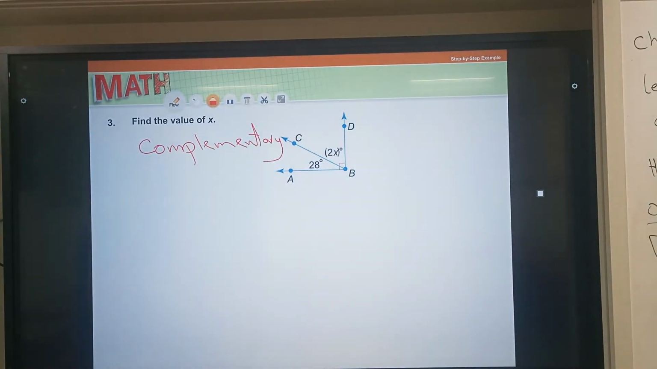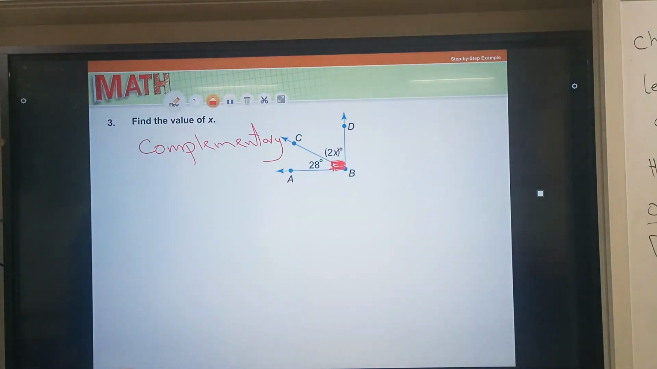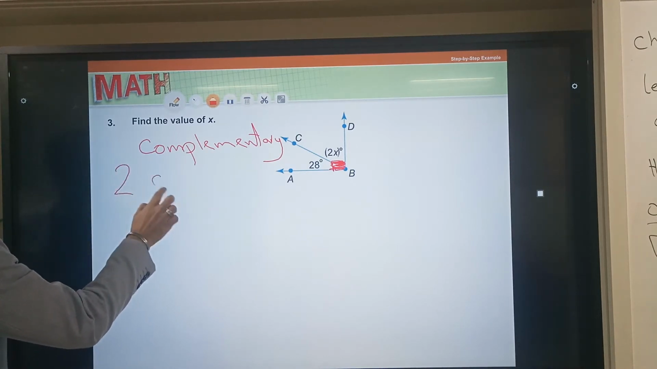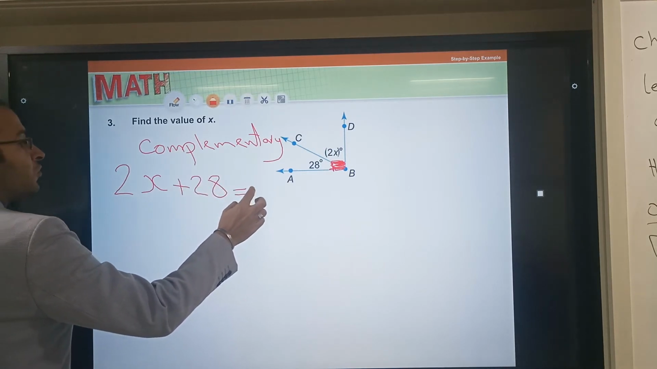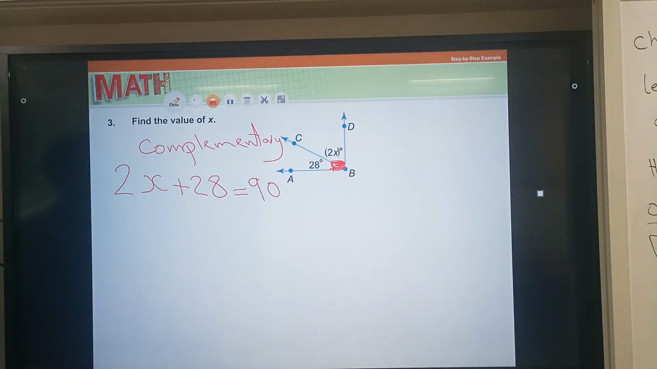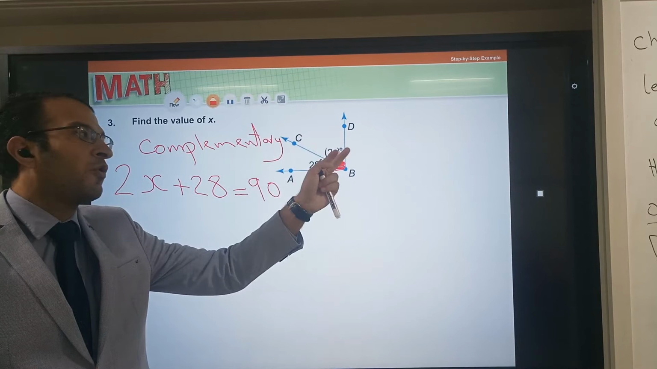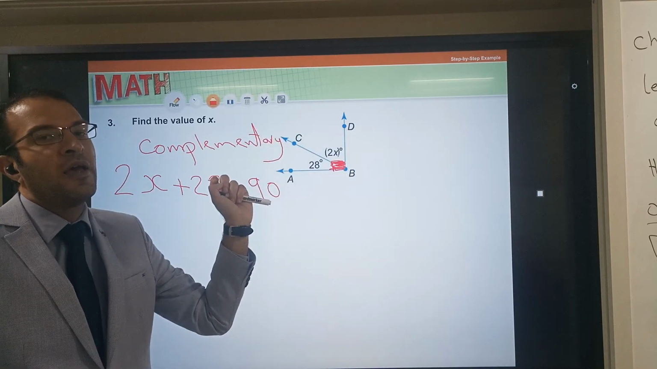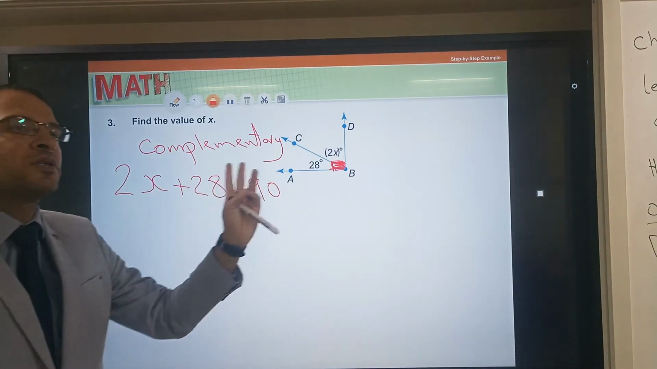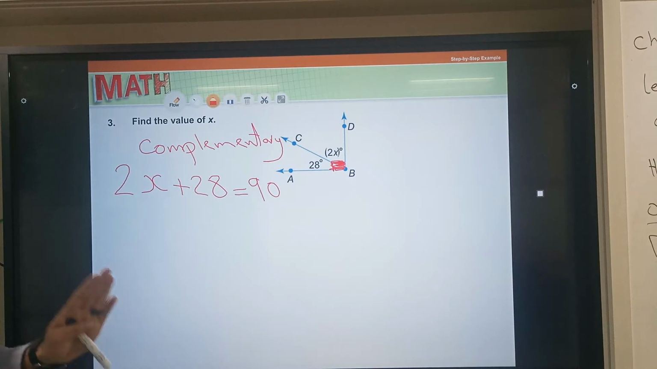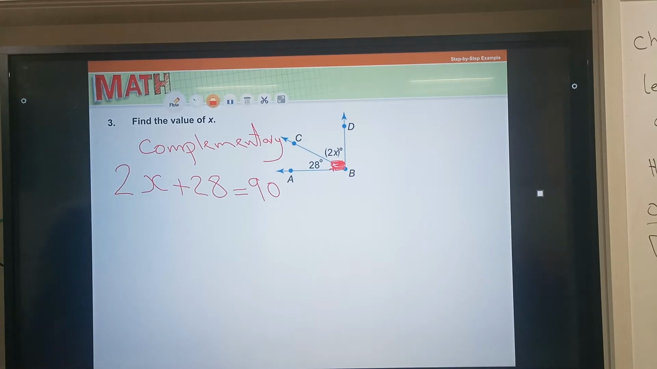We will make that, because the sum of these two angles is equal to 90, I call them complementary. So I will make an equation: 2x plus 28 equals what? Equals 90. Again, my friend, I have now angle DBC and angle CBA, both of them are complementary angles. Why? Because the sum of them is equal to 90. I said if you have two angles, the sum of them equal to 90, so they are complementary angles.